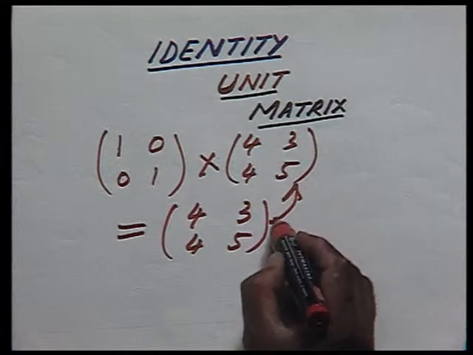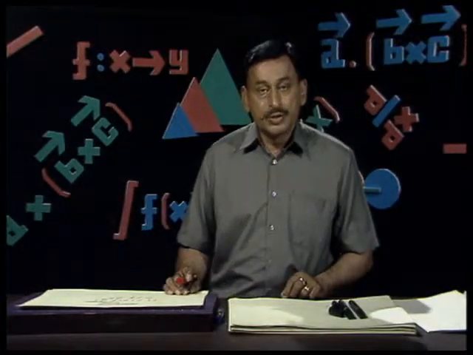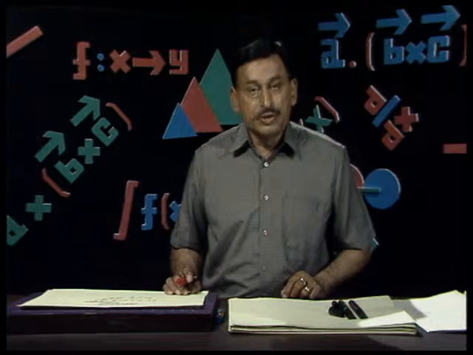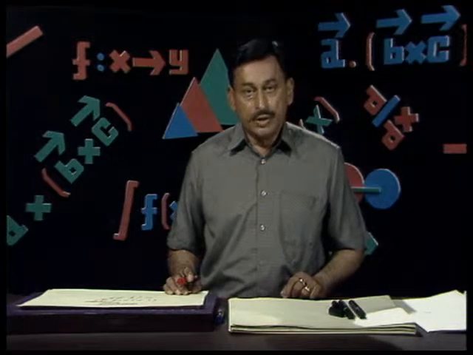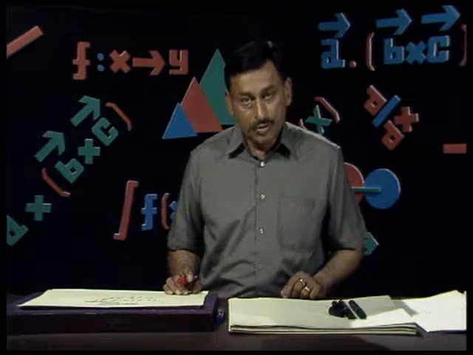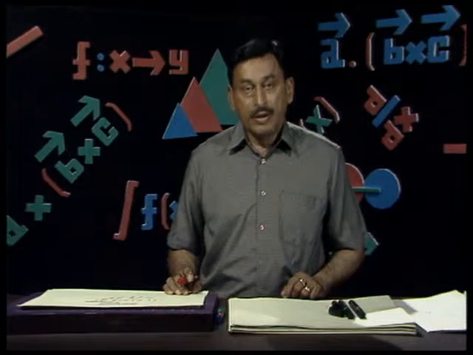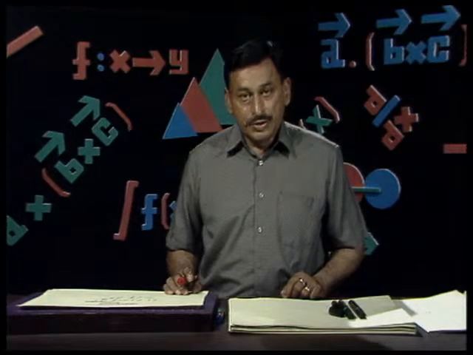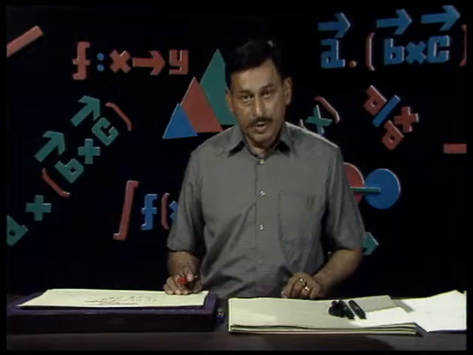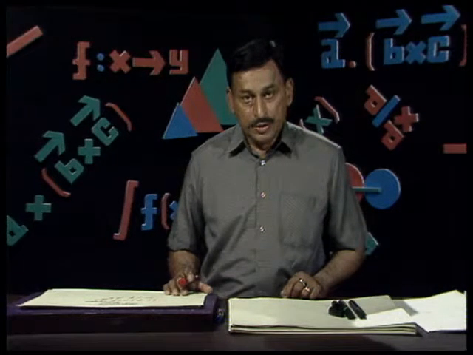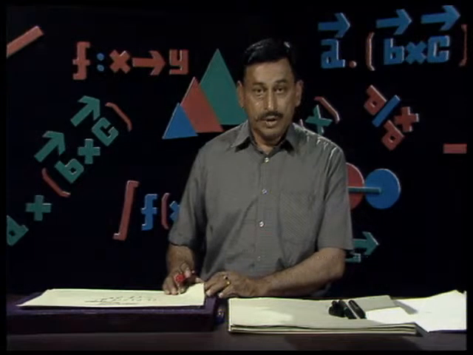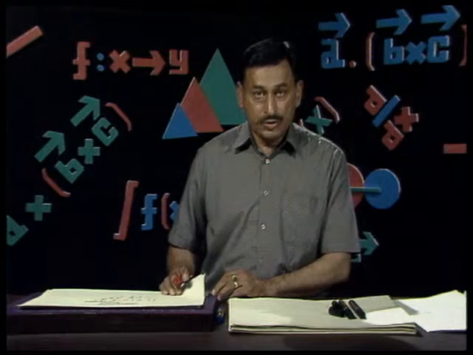And this will be true whether you take a 2 by 2 matrix, 3 by 3 matrix. In case it is a 3 by 3 matrix, the identity matrix will also be 3 by 3, only then you can multiply, and in that case you will always be getting, when you are multiplying, the matrix itself as the result. Now, here the property does match with the numbers.